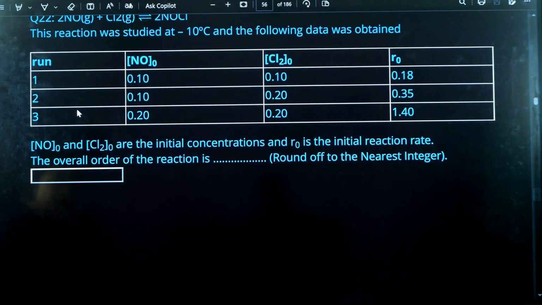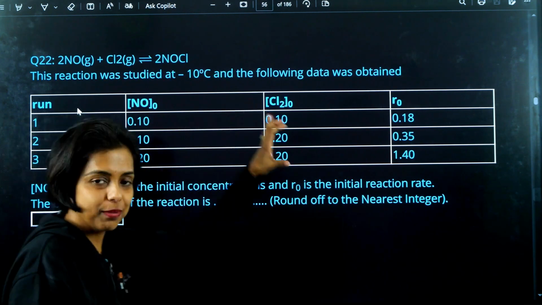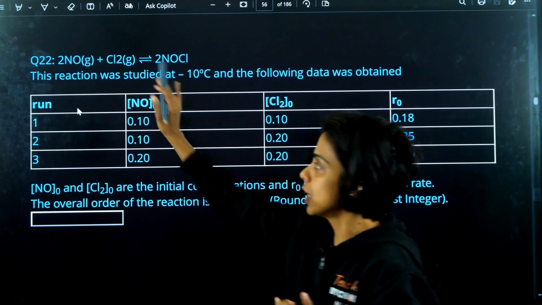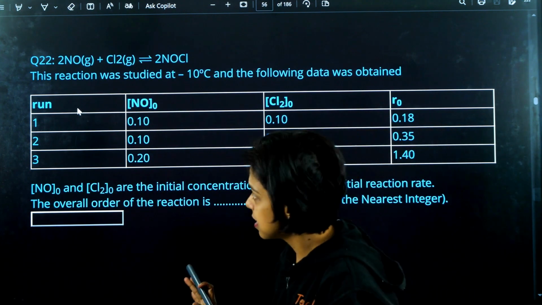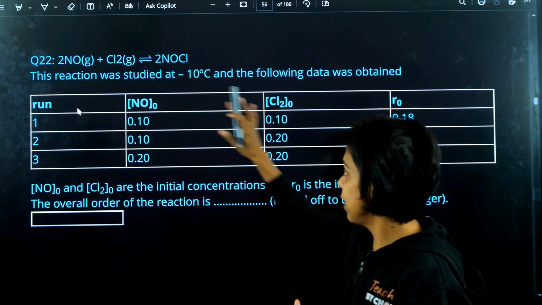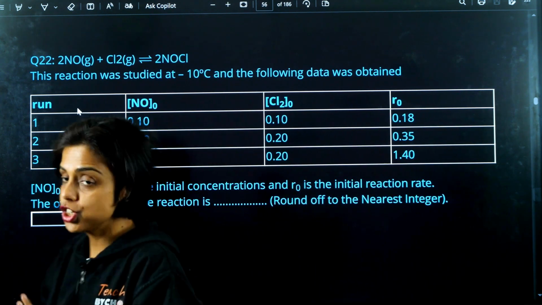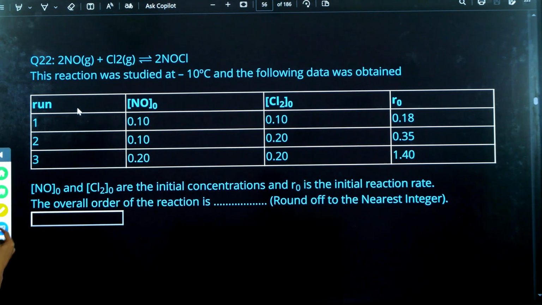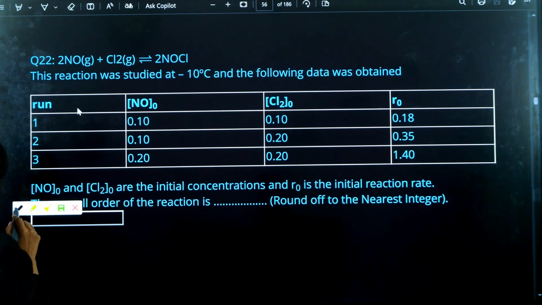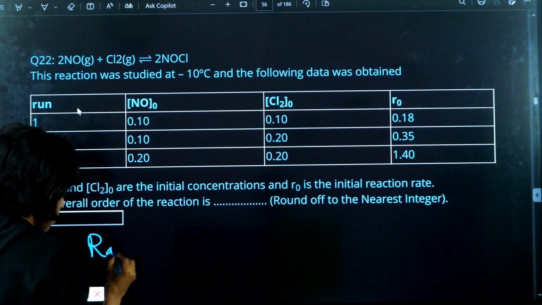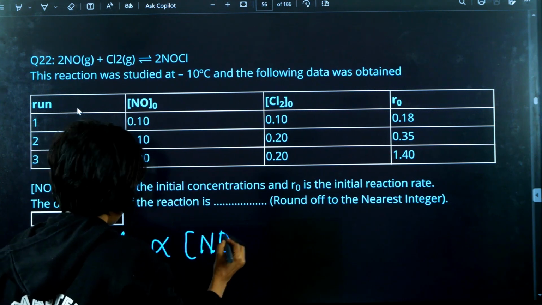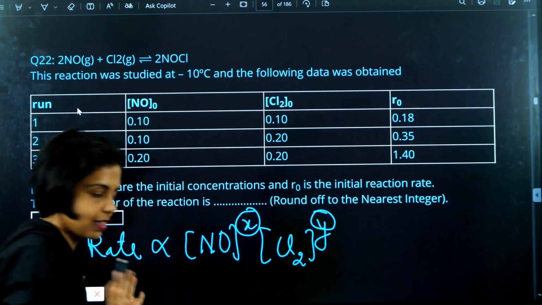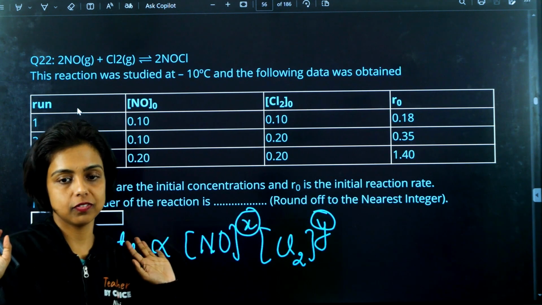Now the next question. As we see this kind of table, we get to know they are asking about the order or the rate law, right? So chemical kinetics. There is this reaction in which NO and Cl2 are the reactants, and there is this data given to us. The concentrations of NO and Cl2 are given, and the data for the rate is also given, right? They are asking the overall order of the reaction. So rate of reaction is directly proportional to the concentration of NO raised to power X and the concentration of Cl2 raised to power Y, and we are supposed to calculate this X and Y. X plus Y is the overall order of the reaction, right?